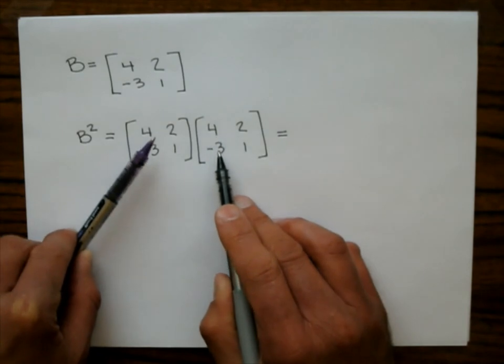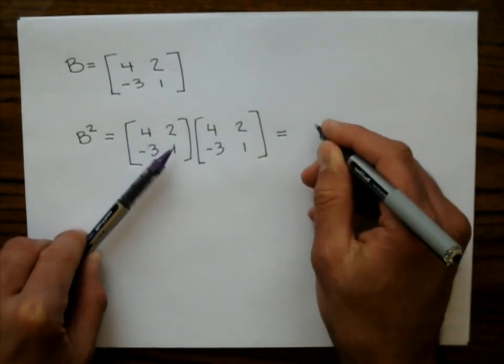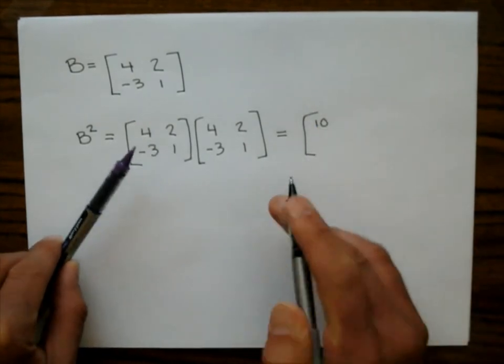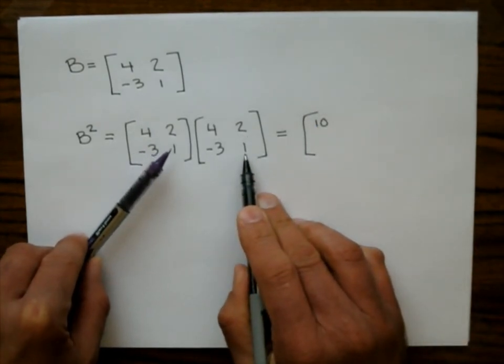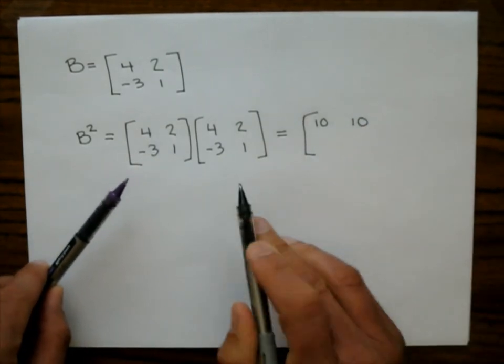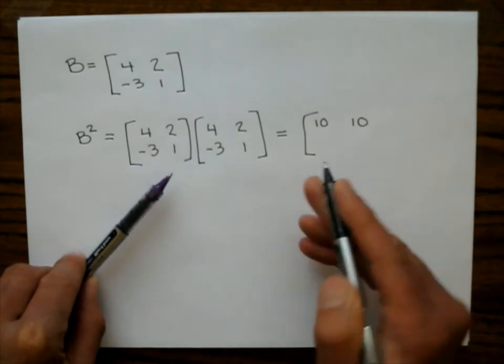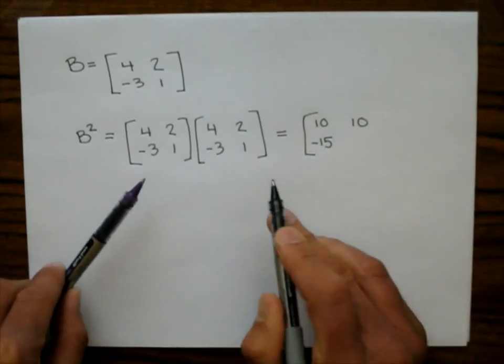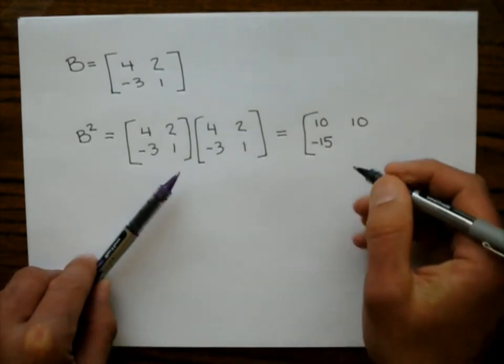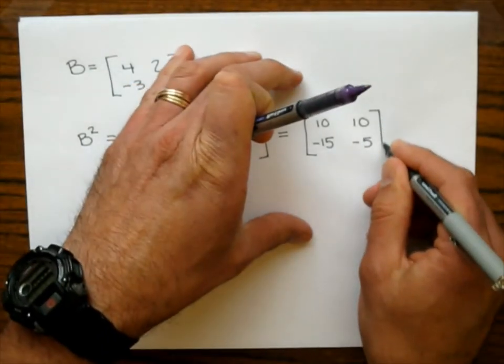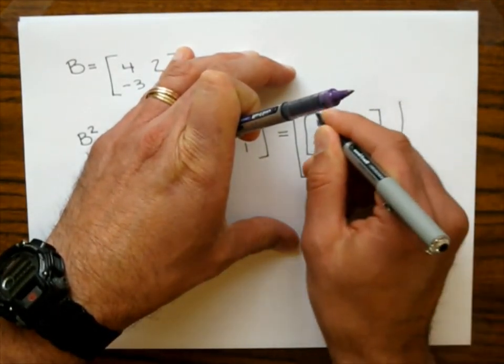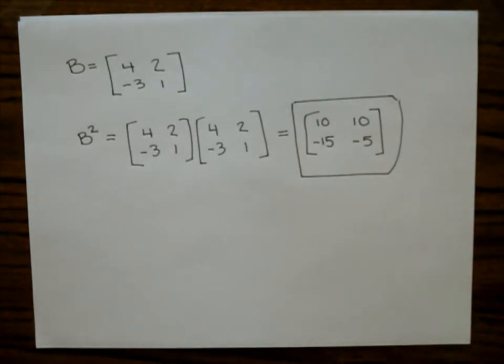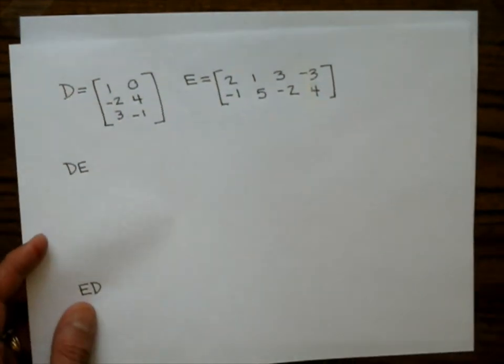So we have 16 minus 6, which gives me a 10 for the first one. The next one is 8 plus 2 is 10. Is it always going to be 10? Let's see. Negative 12 minus 3 is negative 15. And then we have negative 6 plus 1 is negative 5. And so this gives me the answer when they ask for B squared. So that was the same B from the last page, if you care. And a lot of you are like, don't really care. Let's move on to the next problem.